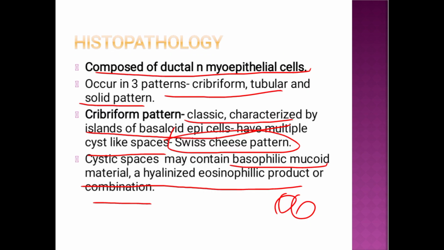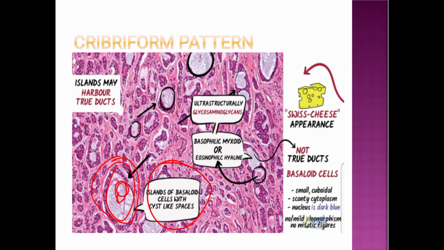So what we have studied in cribriform form, number 1, is an old classic pattern. It has islands of basaloid cells, and these basaloid cells have cystic-like spaces, giving a Swiss cheese appearance of the pattern. The cystic spaces contain either hyalinized material or mucoid material. You can see here basically the Swiss cheese appearance. It has basaloid cells.